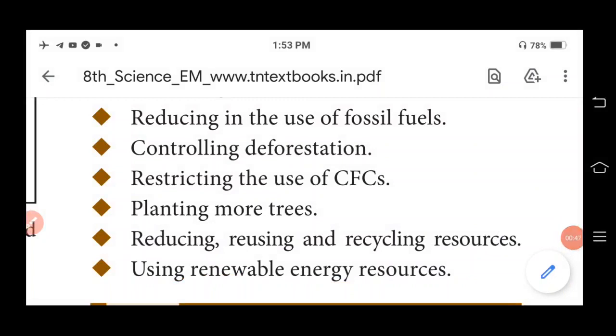Students, up to this topic, preventive measures, our lesson is over. You have to write the important topics in your classwork note: effects of global warming, preventive measures, and the definition of global warming.